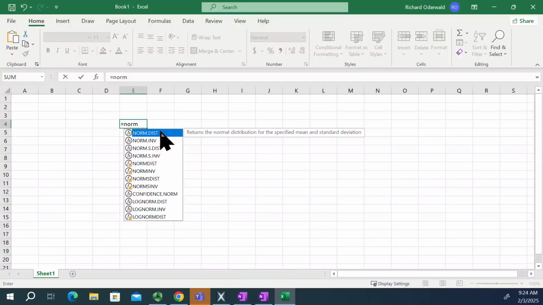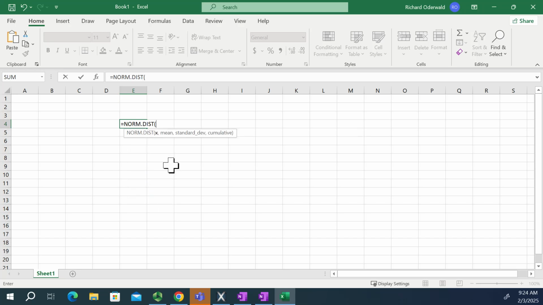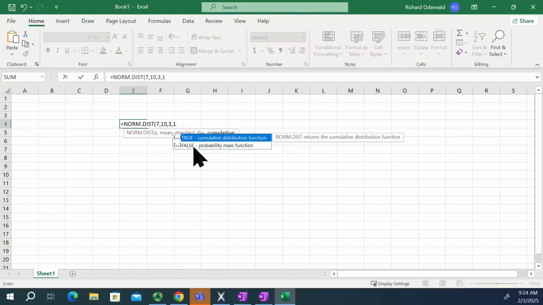Do norm.dist. And we're going to do the example we just did. We're going to put in 7. The mean, comma, 10. Standard deviation is 3. And we always want cumulative. So you have to put in a 1. If you don't put in the 1, all you get is the probability of a single spot. This is going to give us the area from the left.